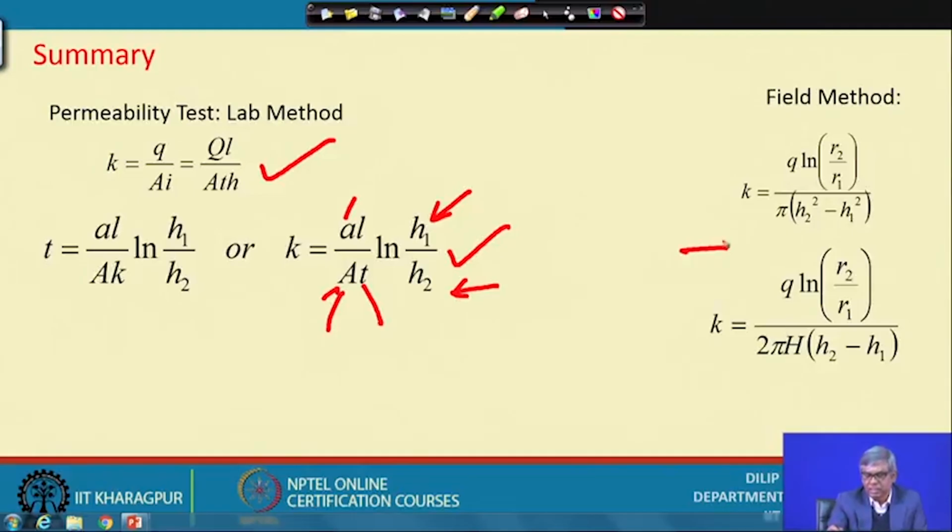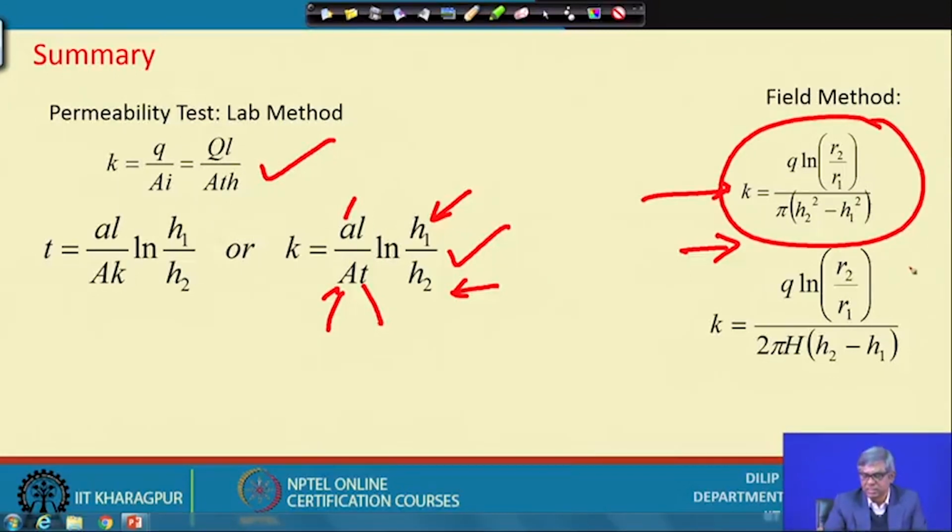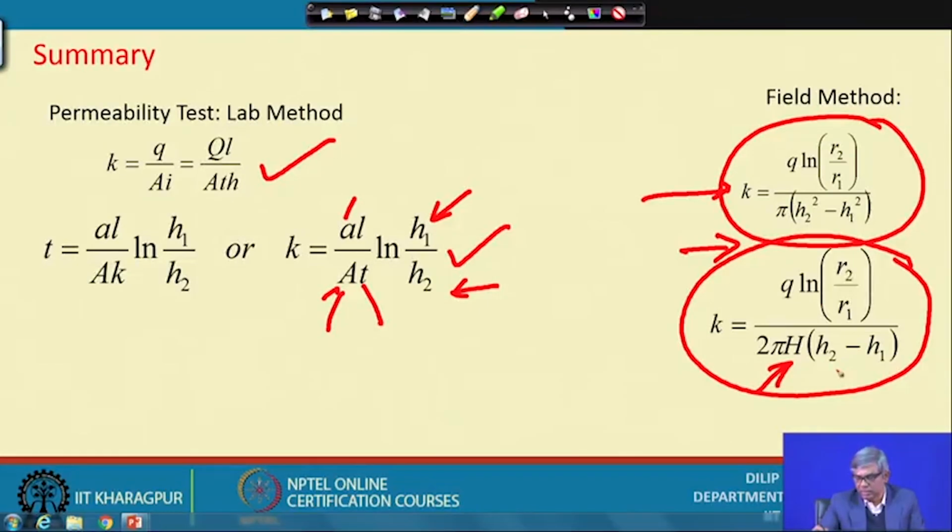Similarly, permeability can be determined by a field test. If there is an unconfined aquifer, based on that we can get this K value like this. If it is a confined aquifer, this is the formula to be used. You can see that for a confined aquifer, the thickness of the confined aquifer is given here, along with the heads in two observation wells and the locations of the two observation wells from the center of the well, and then we can find out the permeability of the soil.